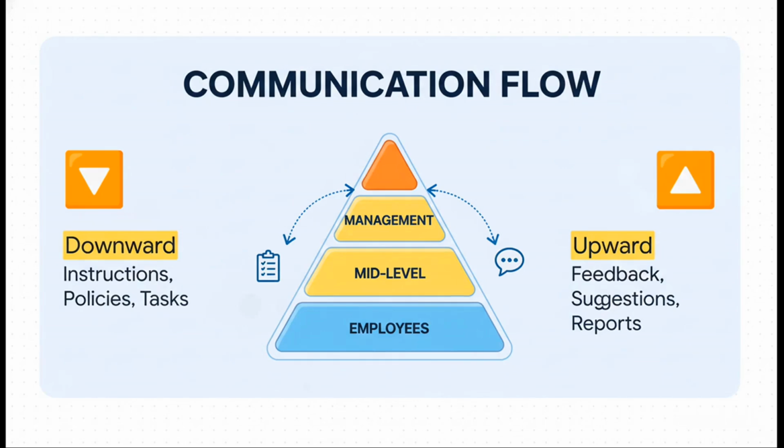Now, inside a company, messages follow specific paths. Downward communication is pretty straightforward. It flows from the top down, from managers to their teams. It's all about giving instructions and explaining policies. But just as crucial is upward communication. This is when employees talk back to management, sharing feedback, giving suggestions. A healthy company needs a ton of this to succeed.